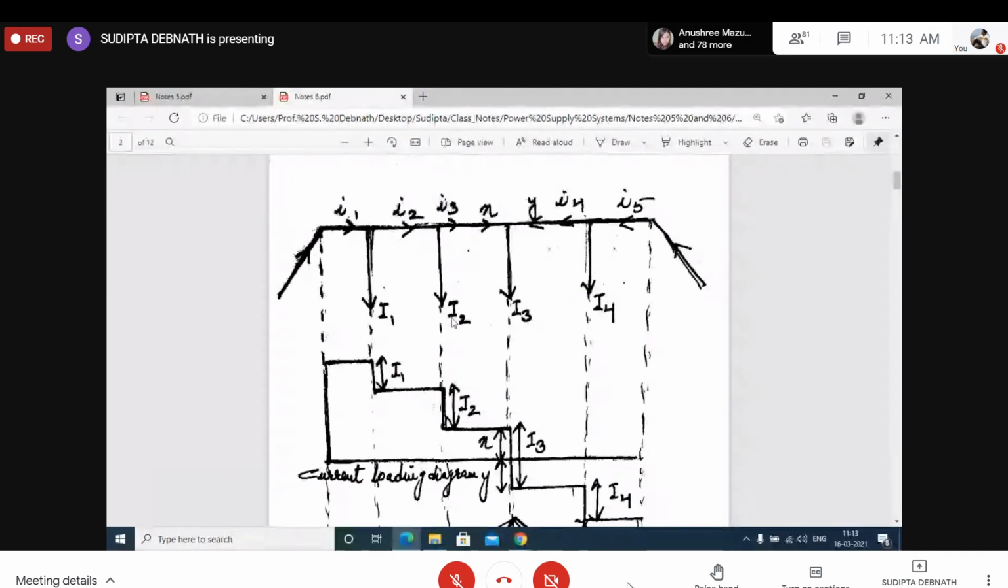What will happen at this point? At this point, say this current I3 is X. I have written it X, you can also write it I3. Say it is X. And what is happening? From that side Y is entering, so from the other side you have to draw it in the negative direction. This is Y. So what will be I3? I3 will be X plus Y. So this whole I3 will be X plus Y.